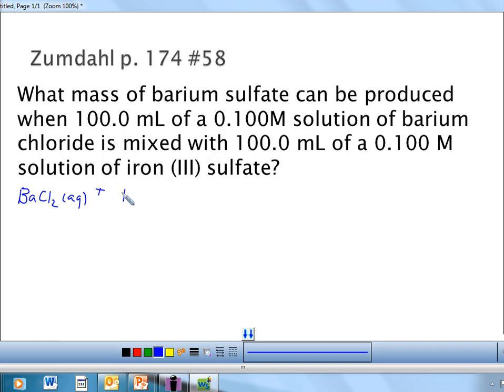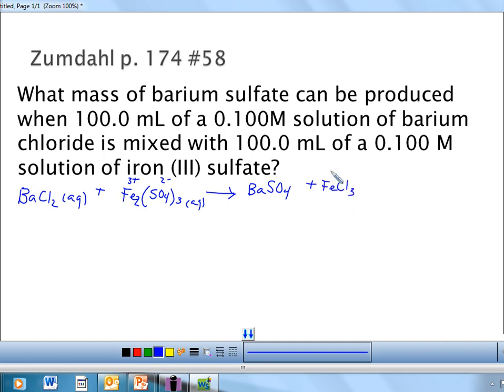We're reacting with iron 3 sulfate. Remember that the Roman numeral means that the charge of the iron is 3+, sulfate is SO4 2-, and so the iron, when you crisscross, is Fe2(SO4)3. This is also aqueous because the concentration is given in the problem. This is a double displacement reaction or a precipitation reaction, so we will be getting barium sulfate and iron chloride as products.